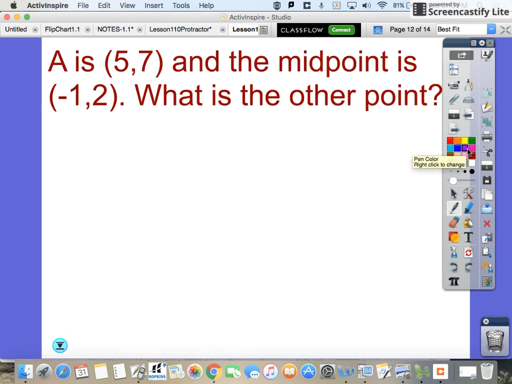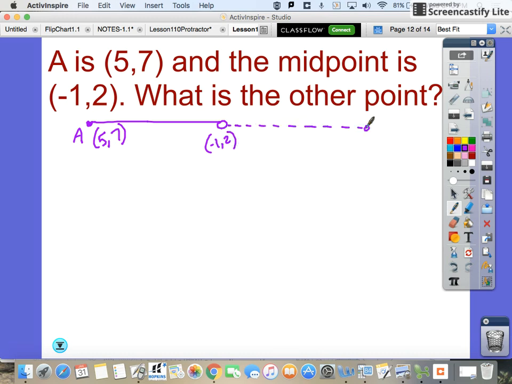So if we have the same thing again, we have A is 5, 7. Midpoint is negative 1, 2. We need to find this other endpoint. Well, from 5 to negative 1, that's down 6. So we'd have to go down 6 more to negative 7. 7 to 2, that's a drop of 5. 2 drop 5 more is negative 3. So I know this is going to be our solution, but let's pretend that we don't.